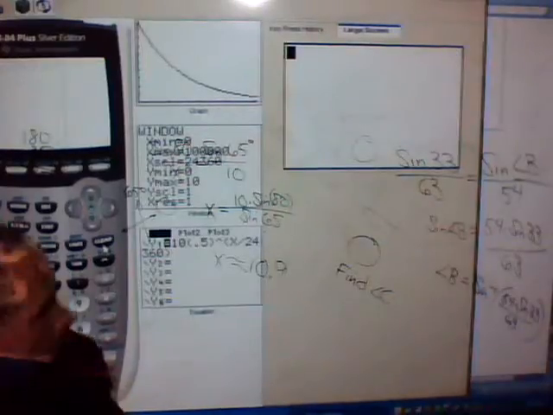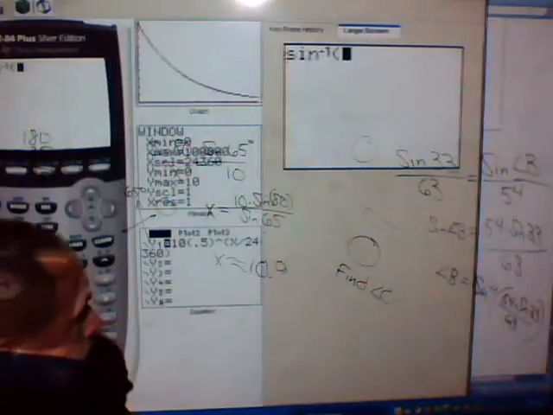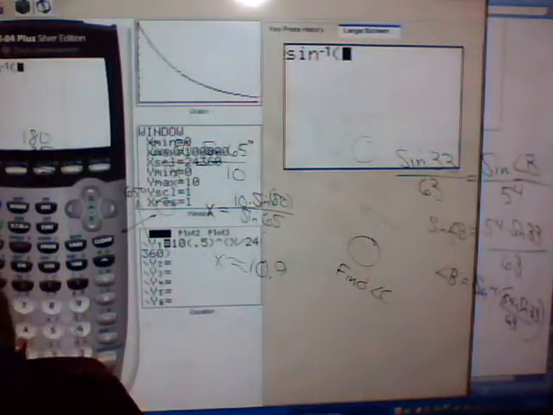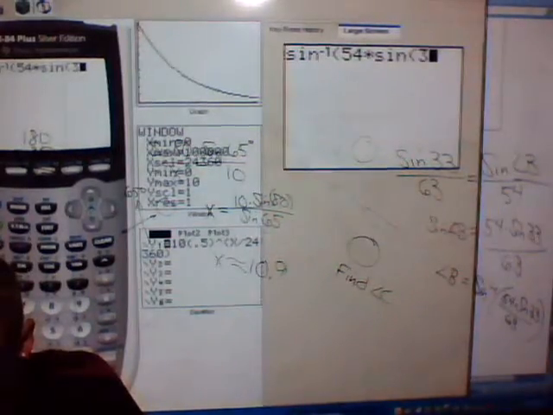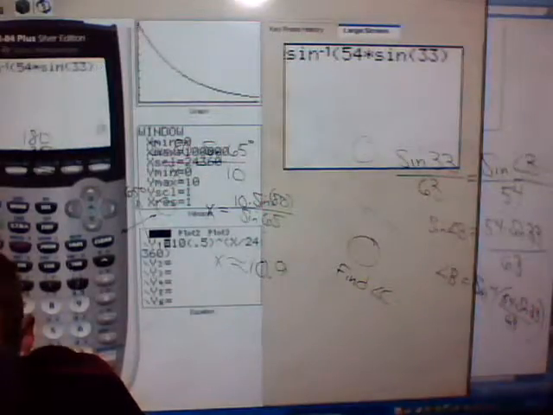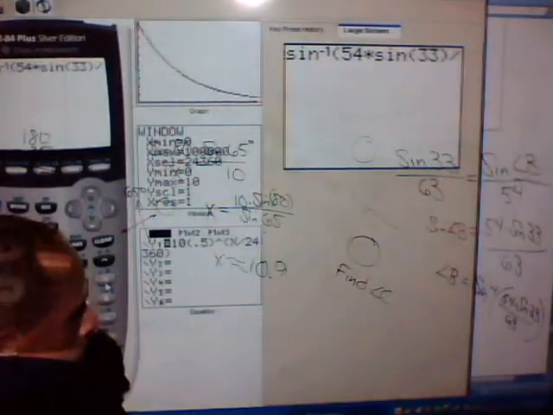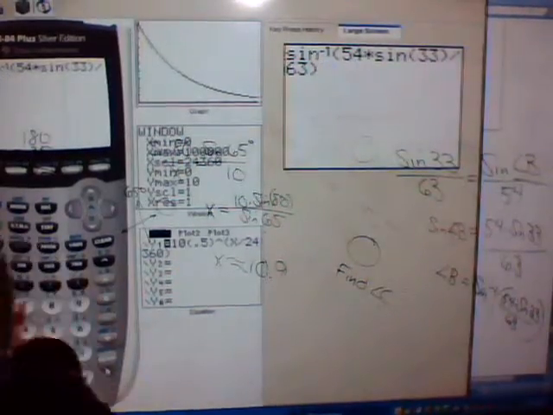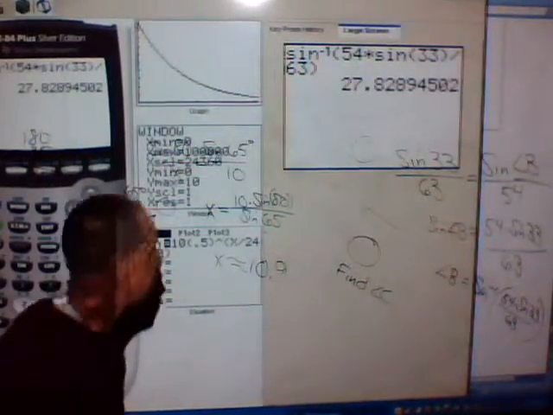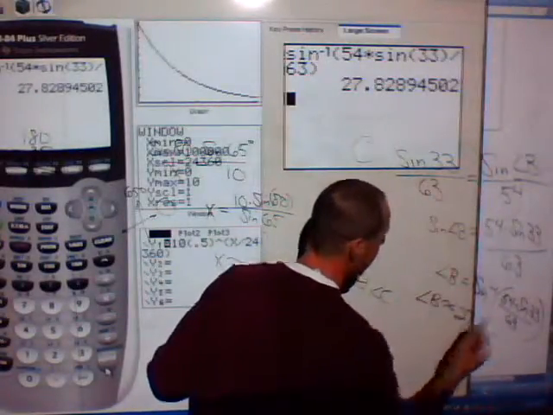Okay. So in your calculator, we have inverse sine of 54 times sine of 33. Close the parentheses on the 33, but don't close the second parentheses yet. Divided by 63, and that gets you 27.8. So angle B is approximately 27.8.